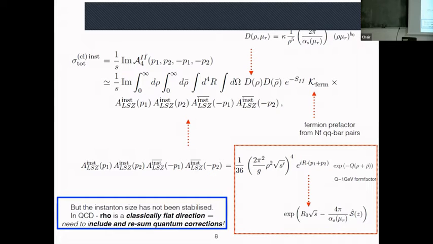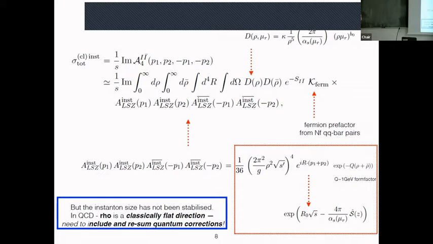Then there is a factor of e to the iR(P1 plus P2). This comes from the fact that the instanton was at position X instanton and the anti-instanton was at position X anti-instanton. So the difference between them is R. So the fact that there was an instanton and anti-instanton center picks up the factor of e to the iR(P1 plus P2) in Euclidean space. So it basically takes into account the separation between instanton and anti-instanton.